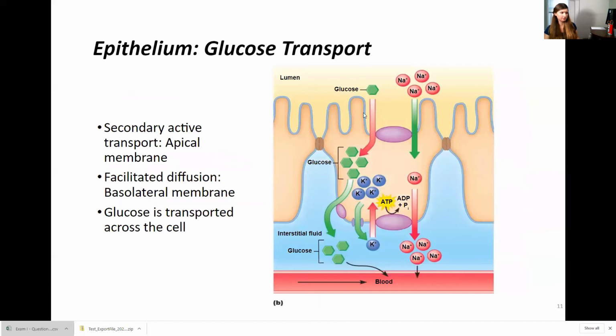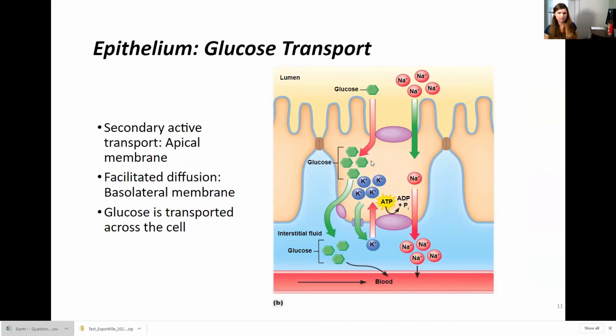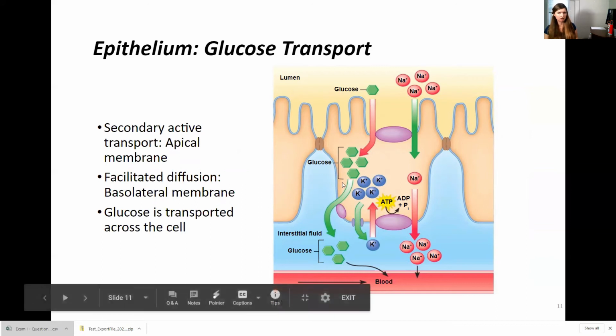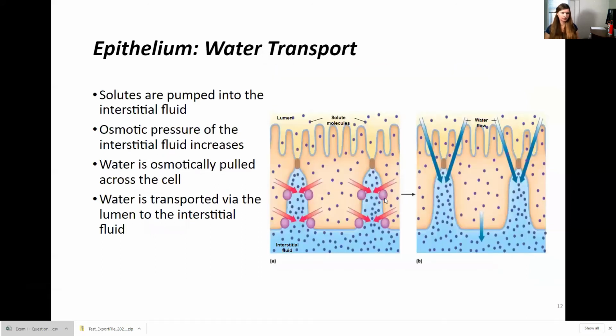This pulls through our glucose, so that creates the glucose transport. And then once we have this buildup of glucose in the cell, we can have facilitated diffusion of glucose across the basolateral membrane. Okay. We are also interested in water moving across the epithelium.